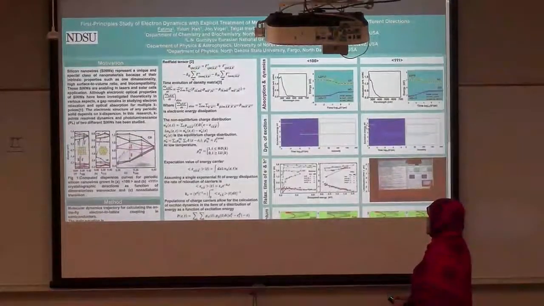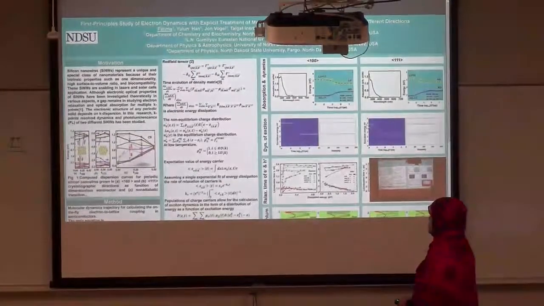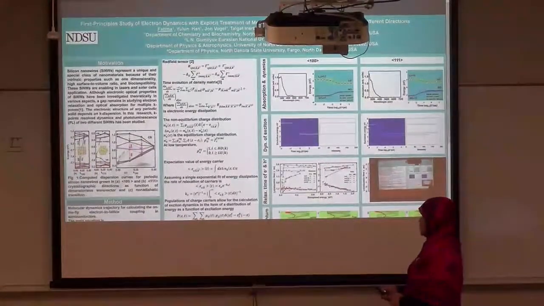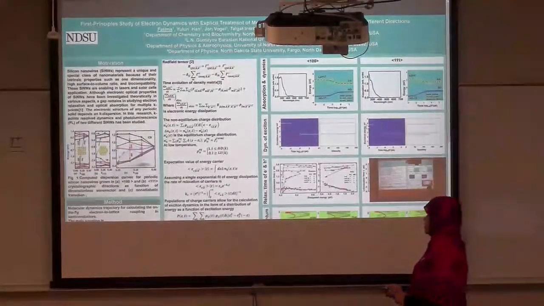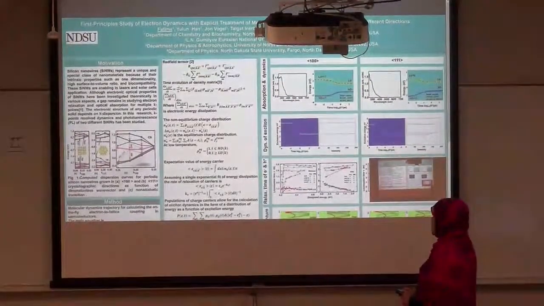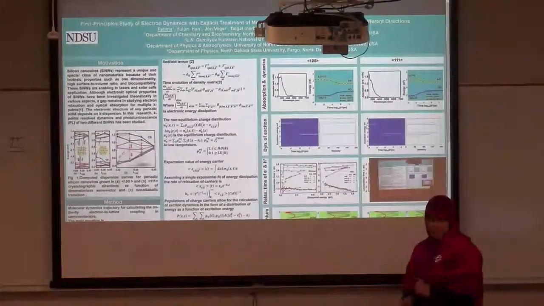And this is the expectation value of the charge carrier. We assume a single exponential function to fit this energy dissipation to get the rate of relaxation of charge carriers. And this is the equation for calculating relaxation rates of charge carriers. Using this equation, we can calculate the photoluminescence, but there is one term missing here. There is the oscillator strength. We need to fix it.